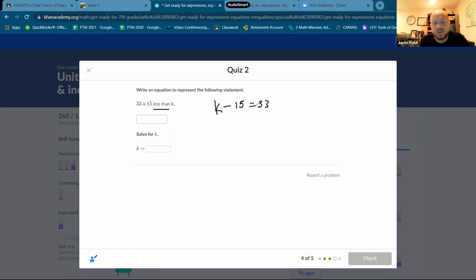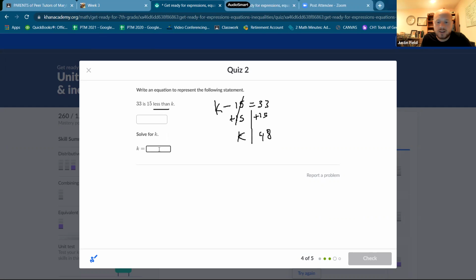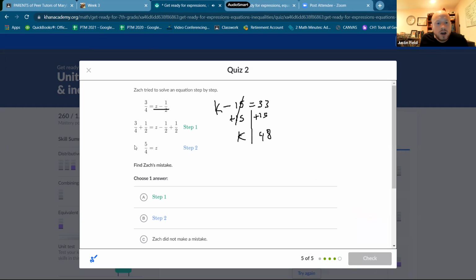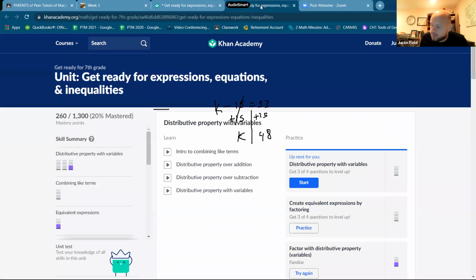And in 6th grade, you should have learned to solve that equation by getting k by itself. In order to do that, we have to add 15 back to the left side and to the right side. And now draw a line where the equal sign is. And so that would be 48. Of course, you can check your answer. If you subtract 15 from 48, do you get 33? Yes, you do. K minus 15. Okay, and you can figure out that last one.